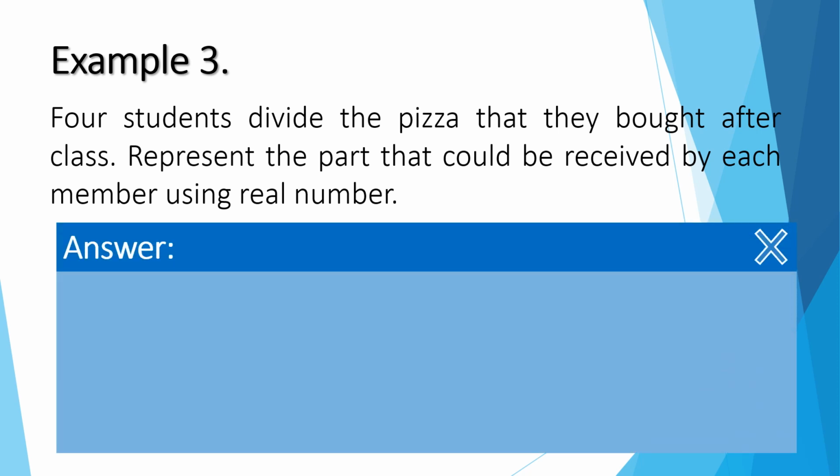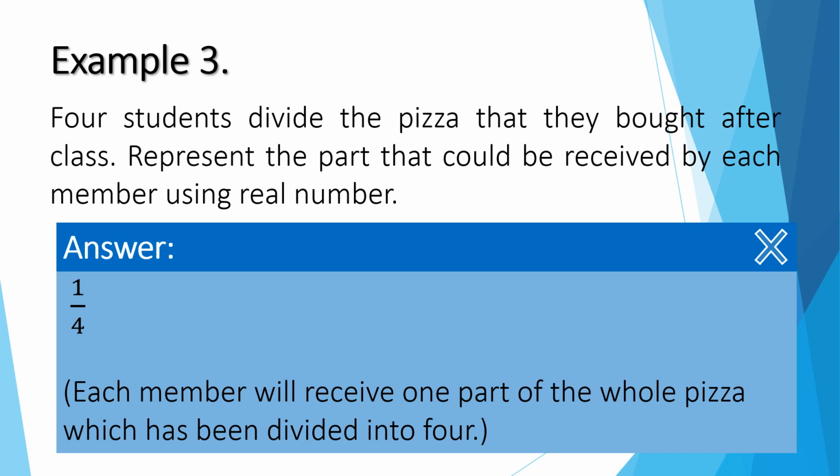So, let's have the answer. So, since meron tayong 4 na estudyante at ang pizza ay nahati sa 4, ibig sabihin, ang bawat isa sa kanila ay dapat na makatanggap ng pizza. So, that will be 1/4 in fraction. Dahil isa sa kanila dapat ay mapapabilang dun sa 4 parts ng pizza. So, 1/4. So, each member will receive 1 part of the whole pizza which has been divided into 4. So, ganyan lang tayo magre-represent ng real numbers kapag meron tayong given situations.